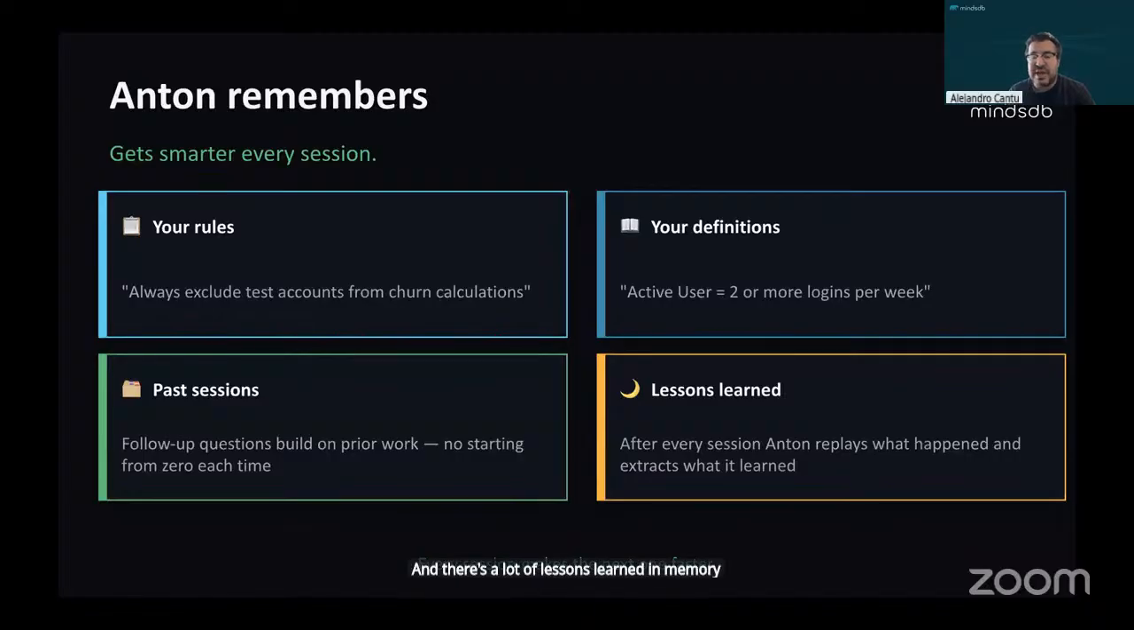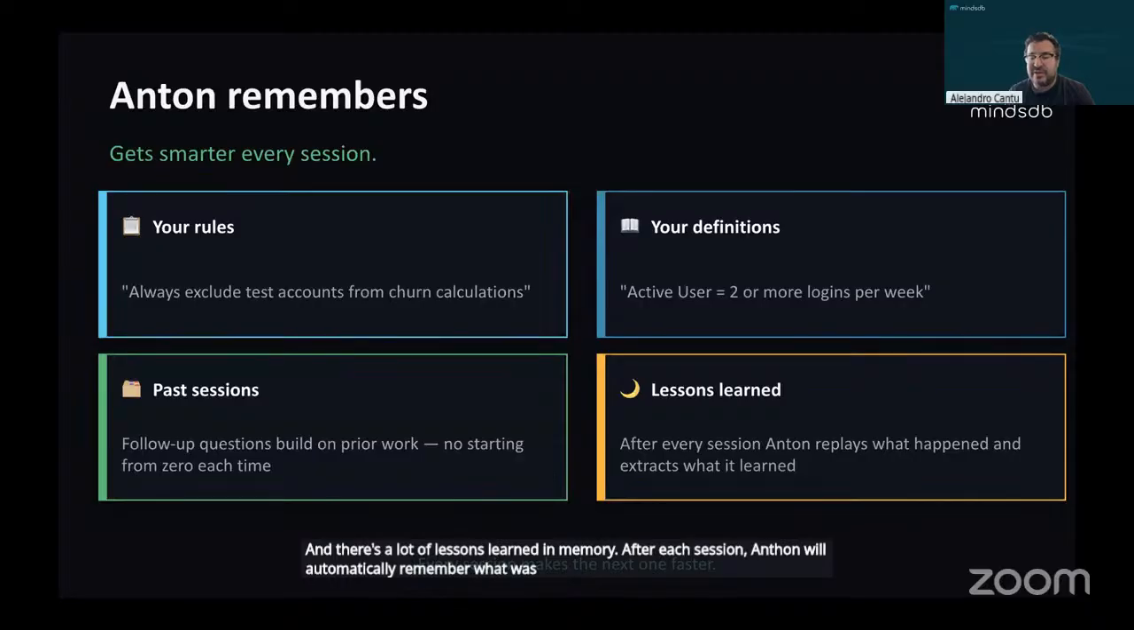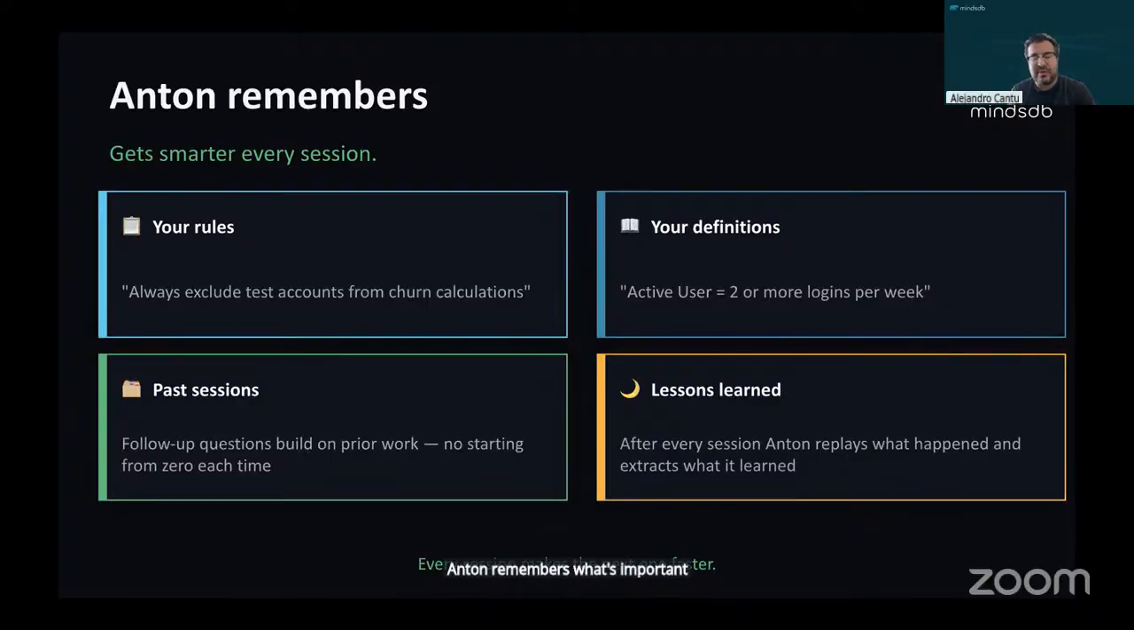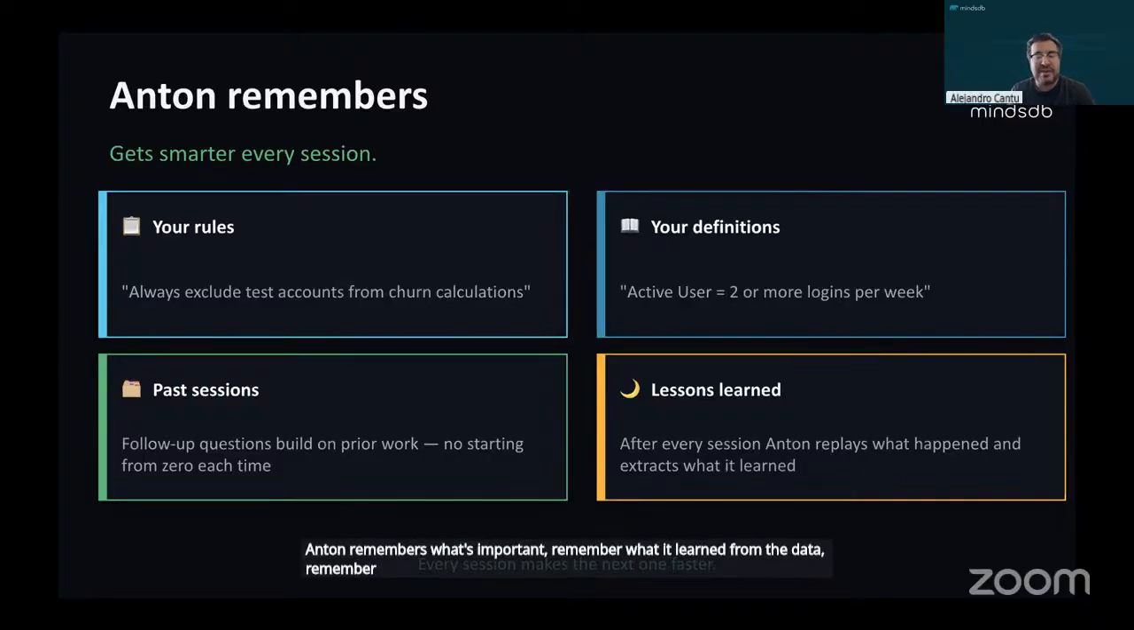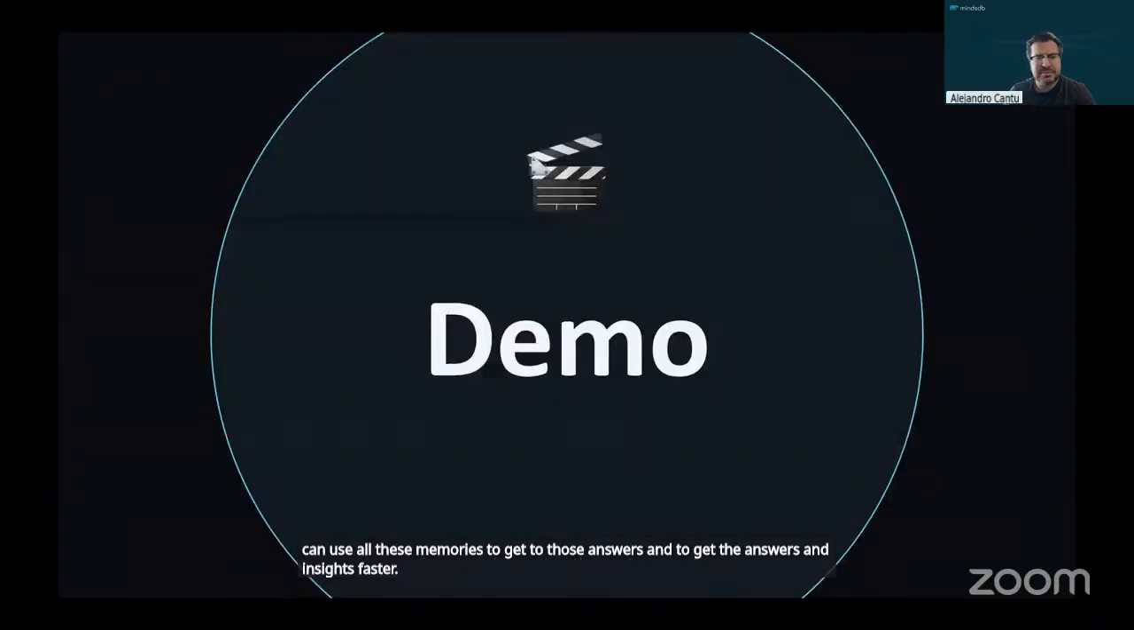After each session, Anton will automatically remember the key things. We're going to do a demo about this in just a few minutes. But the main idea is that Anton remembers what's important, what it learned from the data, and how it got to an answer. So the next time you go through it, it can use all these memories to get to the answers and the insights faster.